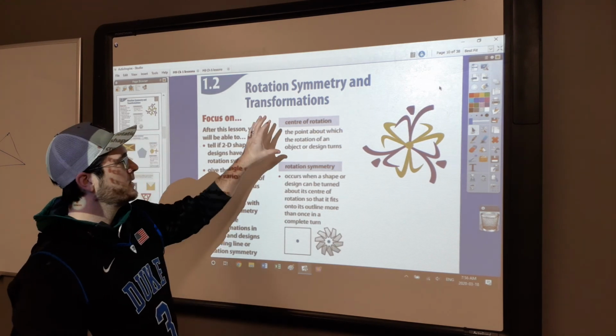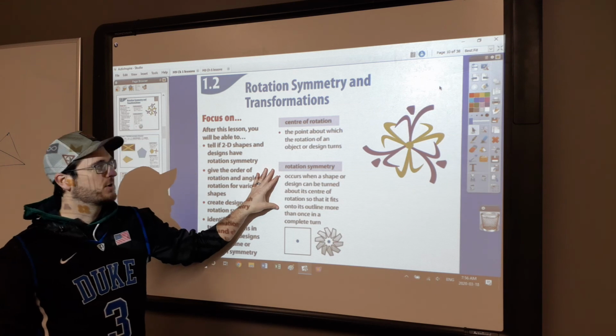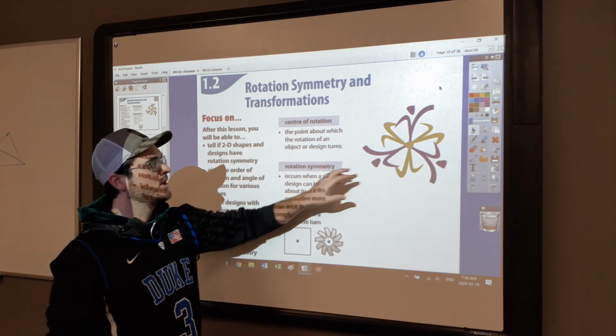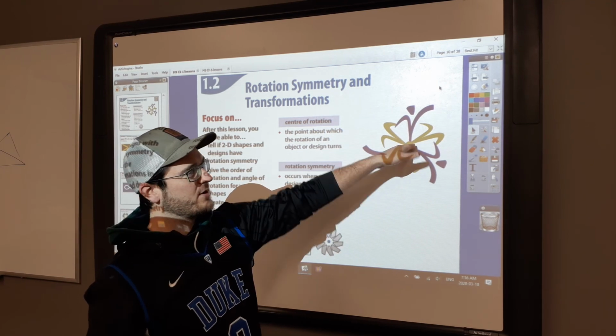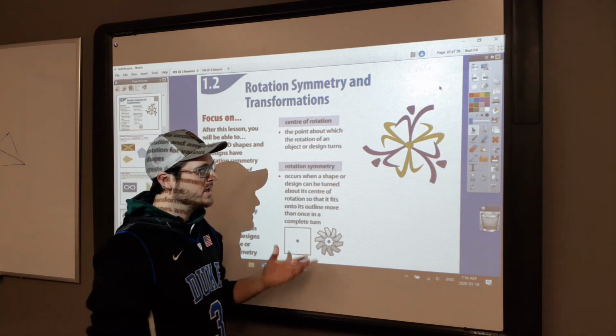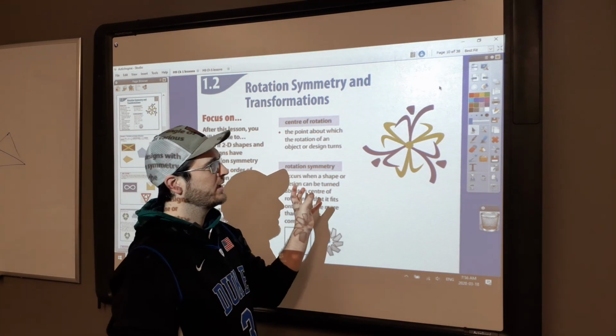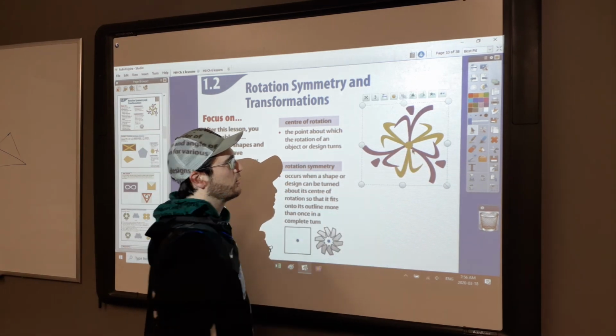A couple of terms that we need to know are the center of rotation and rotational symmetry. So you can read through those. Center of rotation, usually when we're doing rotational symmetry, we're rotating it around the center of the shape. And basically an object has symmetry if, when you rotate it, it can get back to its original shape before you rotate it all the way around.